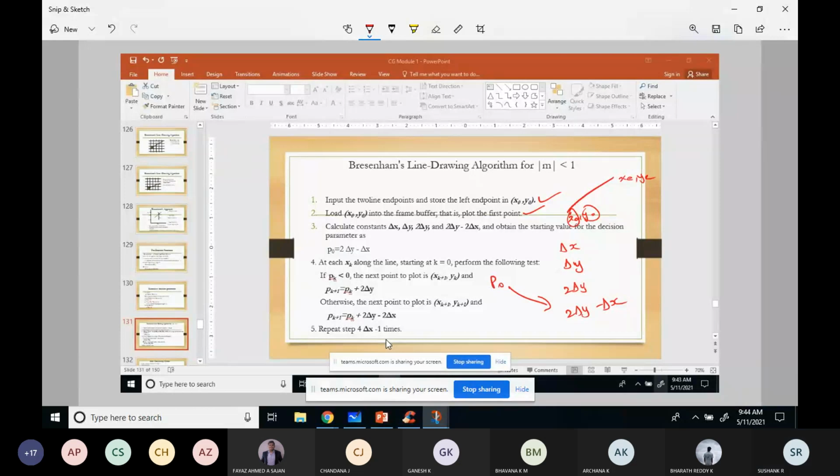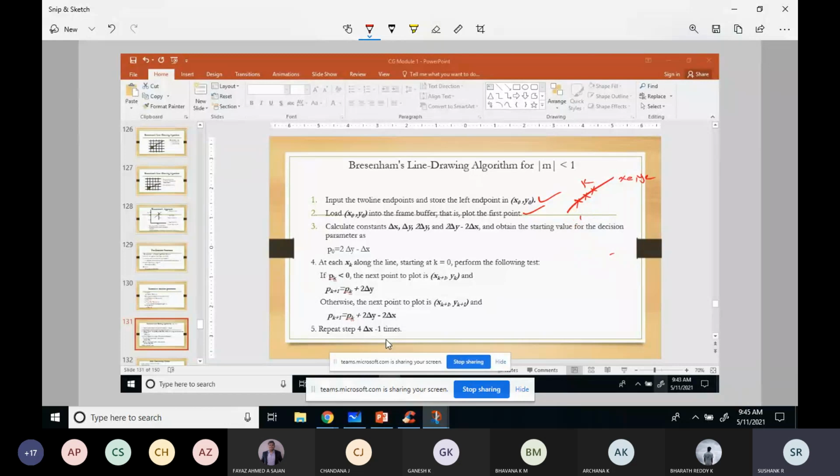After the initial parameter is found out, at each point along this line, taking some point as k, starting from k equal to 0, from the initial point to the ending point, you can calculate the next value. Here I'm using k instead of i, that's all.